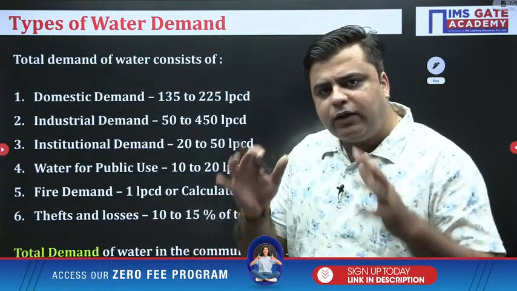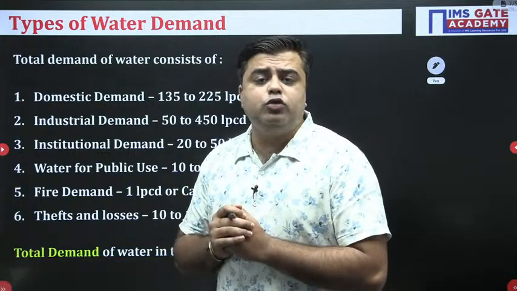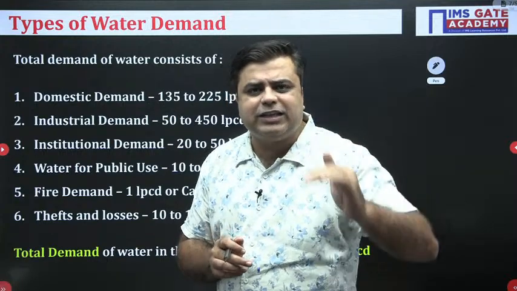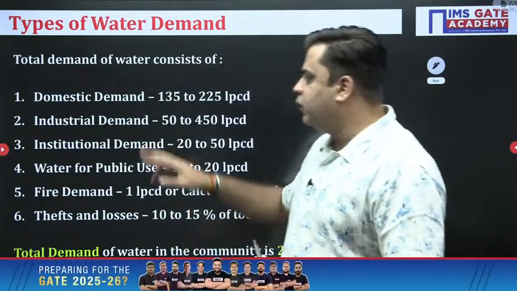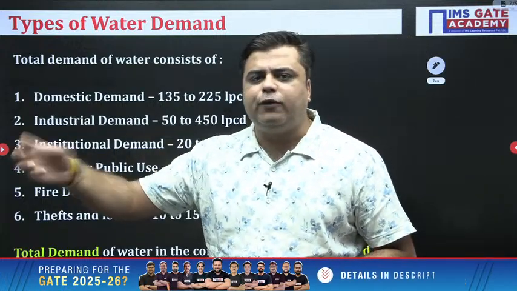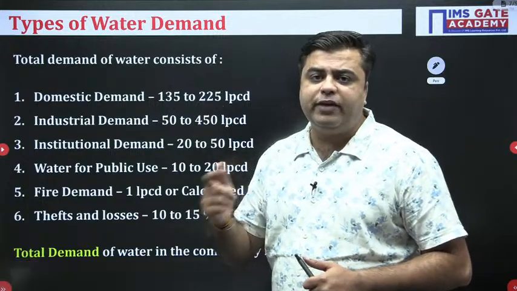The total water required in the community is termed water demand. Based on the usages of water in the community, this total demand is classified into different segments. The first one is the domestic demand. Domestic demand is the amount of water required for different domestic usages, varying in the range of 135 to 225 LPCD.